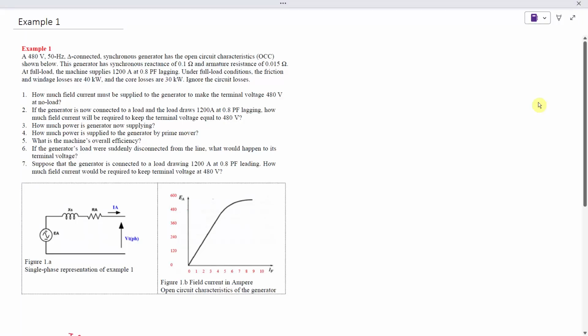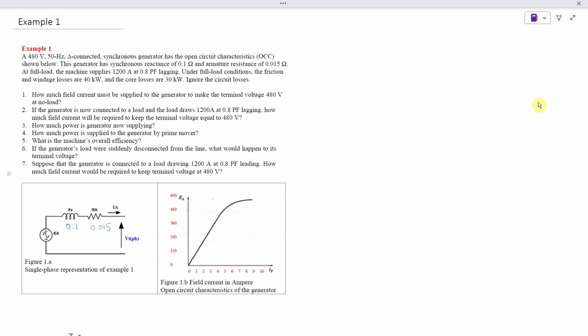Let's get started on this first question. A 480 V, 50 Hz, delta-connected synchronous generator has the open circuit characteristics shown below. So this generator has a reactance. If you look at the single-phase equivalent circuit, the reactance is 0.1, and the little resistor here is 0.015.